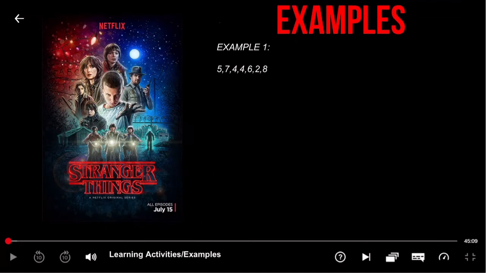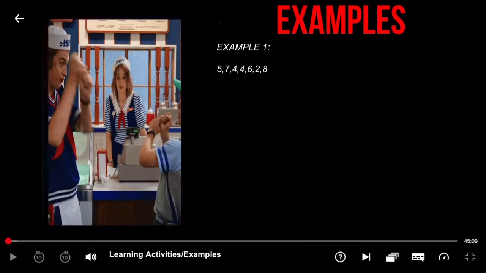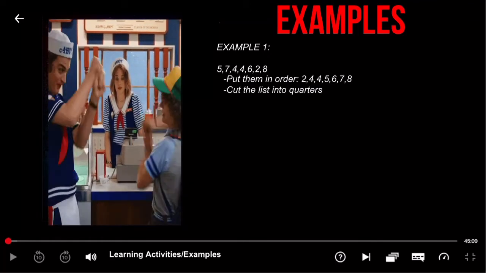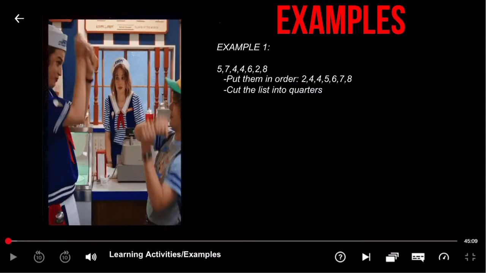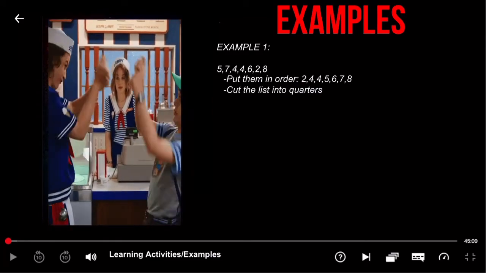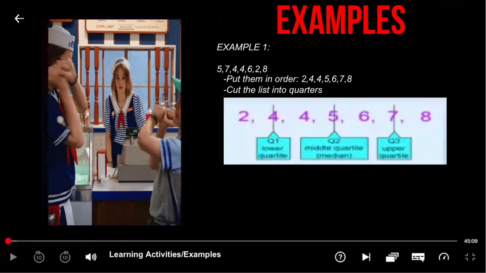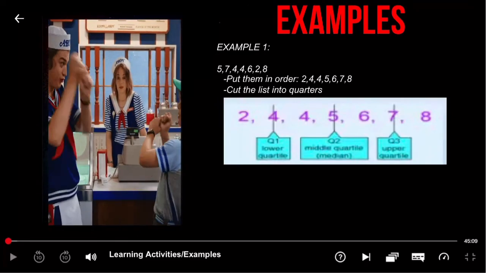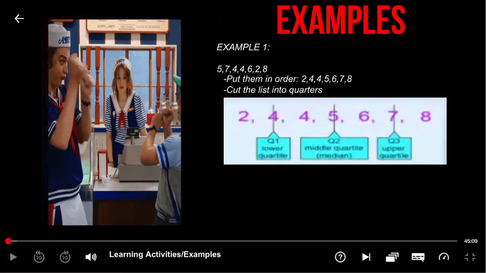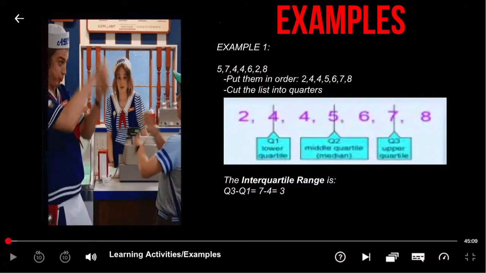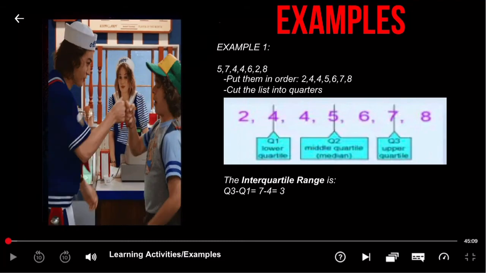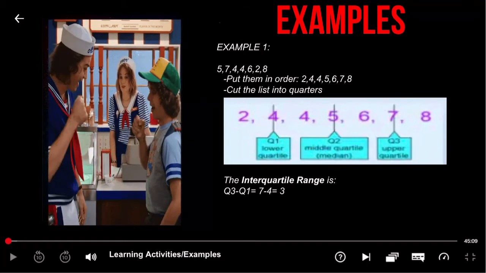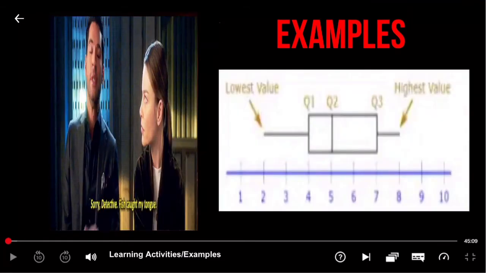Example, we have a given data here. 5, 7, 4, 4, 6, 2, and 8. First, we have to put them in order. We now have 2, 4, 4, 5, 6, 7, and 8. Next, cut the list into quarters, and the Q1 result is 4. Q2, which is also the median, is 5. Q3 is 7. To compute the interquartile range, Q3 minus Q1, we have 7 minus 4, and that is equal to 3. And in that example, we will now create our own box and whisker plot.